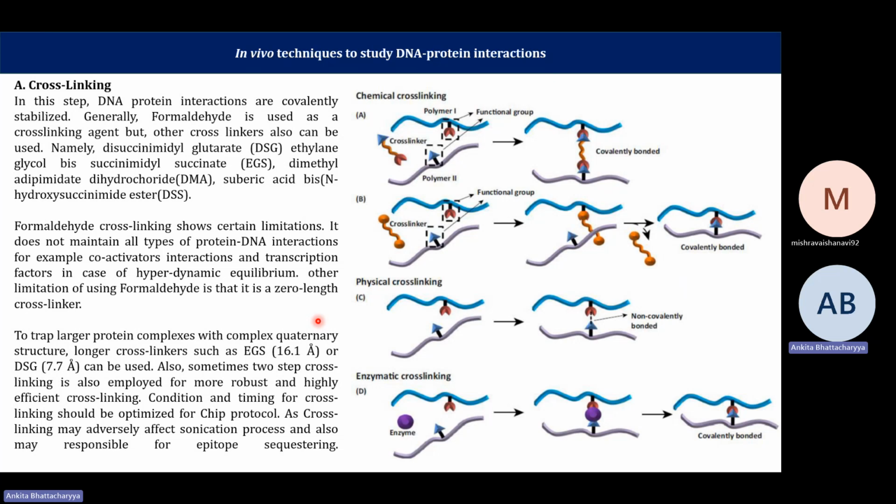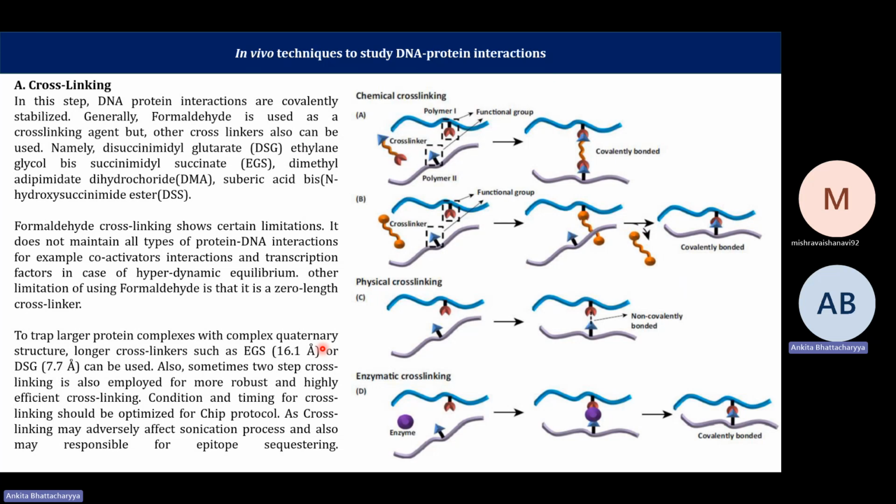Now, to trap larger protein complexes, which are forming a chromatin loop and forming a quaternary structure, longer cross-linkers are often utilized, most commonly DSG, like I mentioned previously, or EGS. You can see next to it the Angstrom length has been mentioned, which indicates the distance that can be accommodated by these individual reagents. Sometimes two-step cross-linking may also be performed for more robust, more efficient cross-linking.